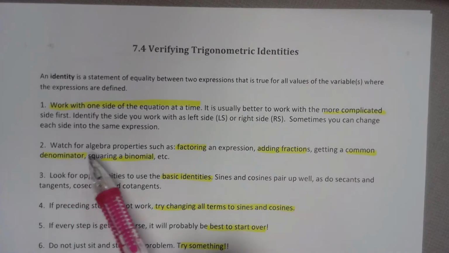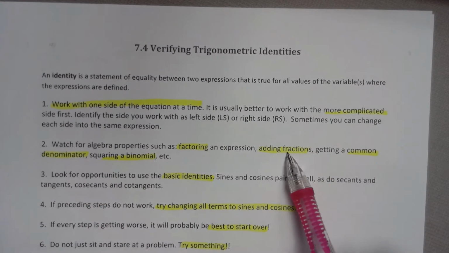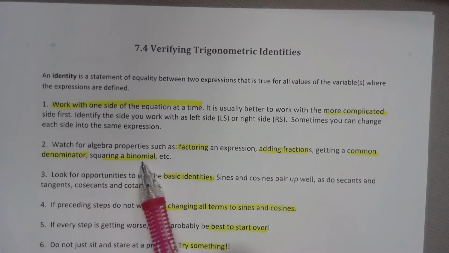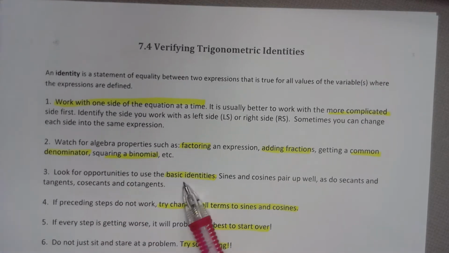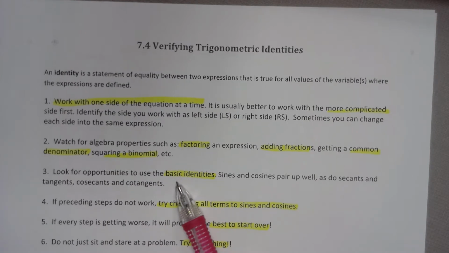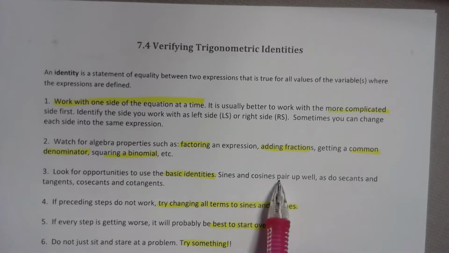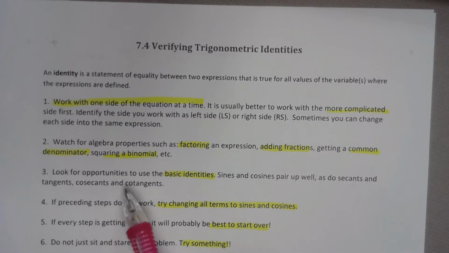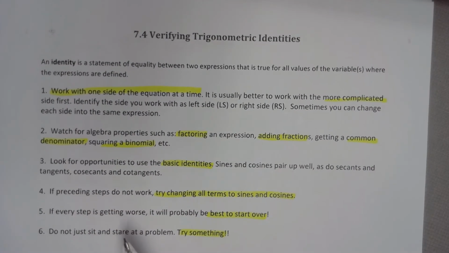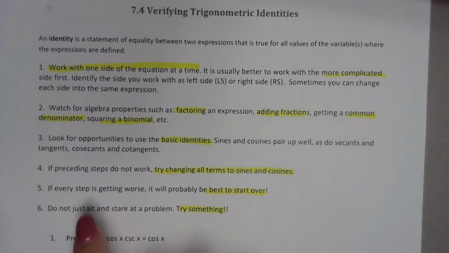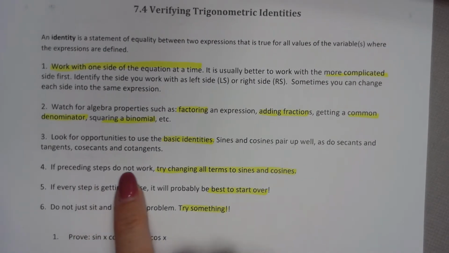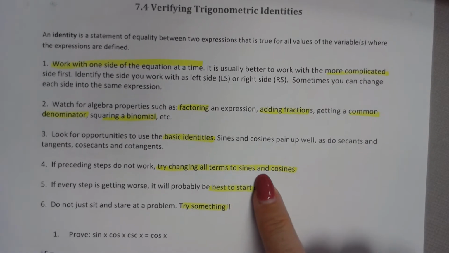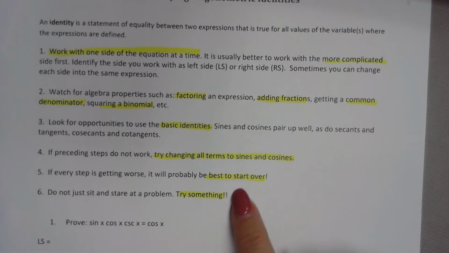Okay, some things to watch out for: we're going to be factoring, we're going to be adding and subtracting fractions, we might need to get some common denominators, we might be squaring binomials, etc. I would look for opportunities to use basic identities such as sine or cosine, secants, cosecants, all those kind of things go well together as well. Just keep in mind that if preceding steps don't work, try changing all the terms to sine and cosine. That's always a good step to make.